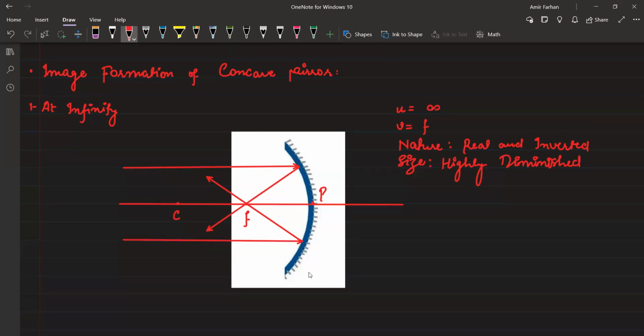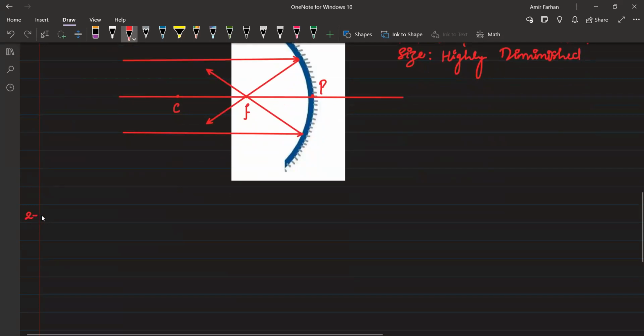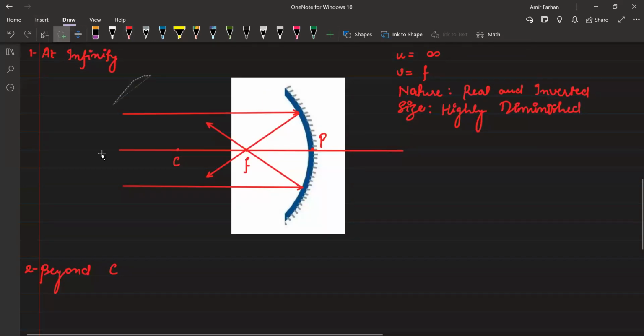Next case is that your object has moved towards the pole. So it means that your object will be beyond C. Now the object was at infinity, but now the object has come towards C, but basically it is beyond C. It is somewhere here beyond C. Okay, so let's take that case. Second is beyond C. Clear?